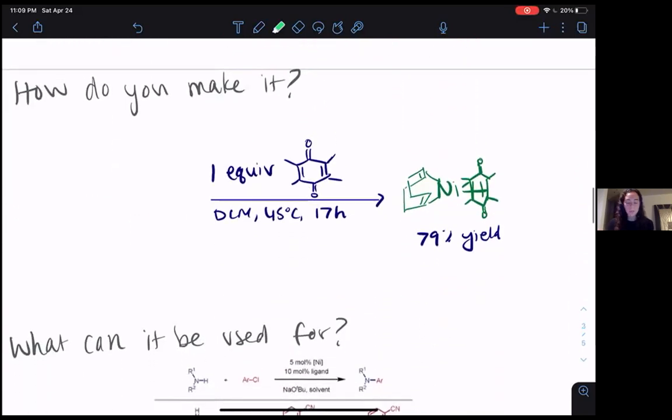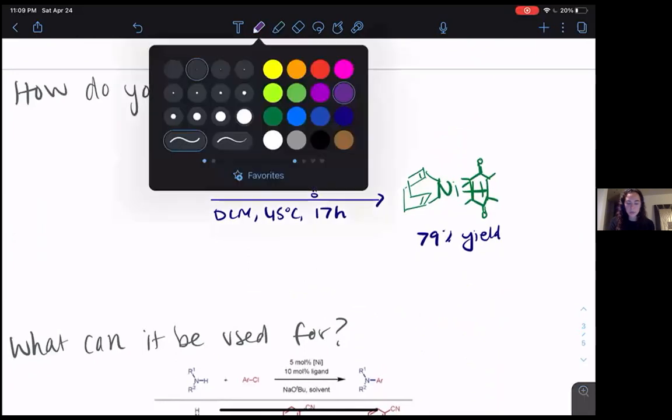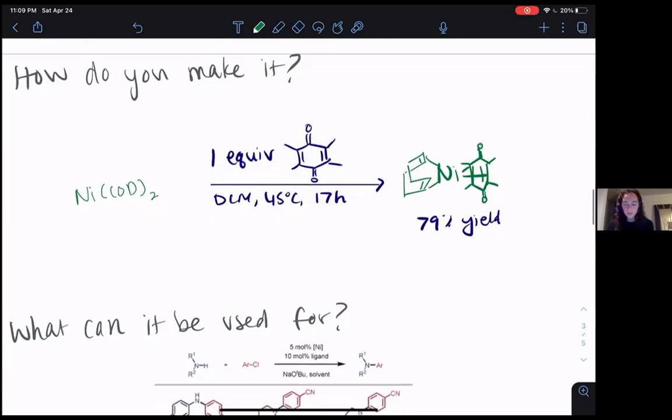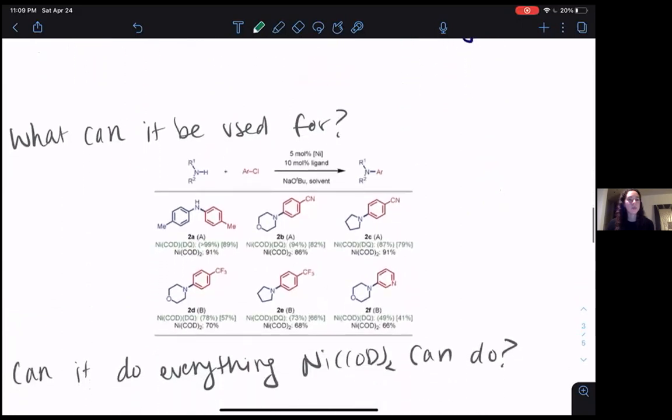So how does one make nickel cod DQ? You can actually start with nickel cod. That's one of the ways to make it, with one equivalent of nickel cod and one equivalent of duroquinone. You can combine them with a little bit of heat, and you can get out the complex in the end, which is easy. You can isolate it in air. So while you had to start your reaction in the glove box, after the reaction, you can open it up to air, purify it as needed, and store it as long as you need until you want to run a reaction with it. What can nickel cod DQ be used for?